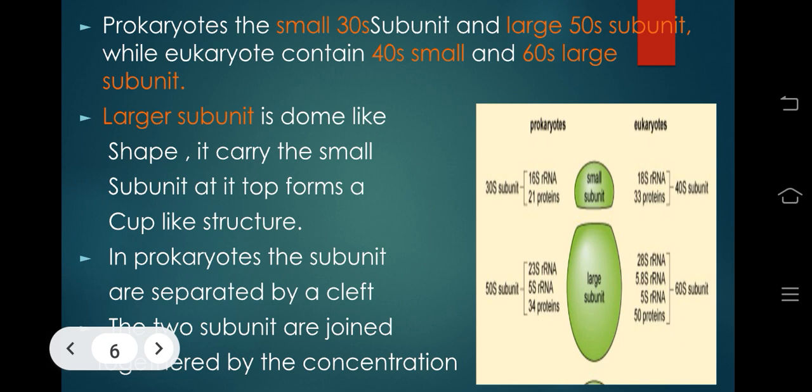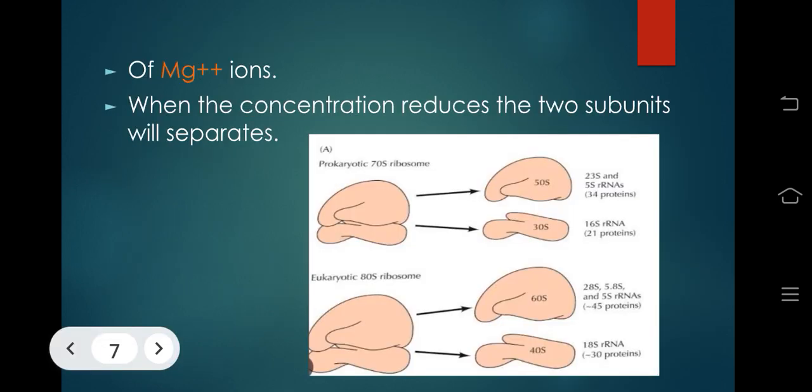Prokaryotes have the small 30S subunit and large 50S subunit, while eukaryotes contain a 40S subunit and 60S large subunit. The large subunit is dome-like in shape. It carries the small subunit at its tip, forming a cup-like structure. In prokaryotes, the subunits are separated by a cleft. The two subunits are joined together by the concentration of Mg2+ ions. When the concentration reduces, the two subunits will separate.